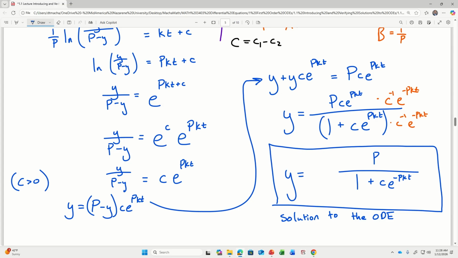Notice the one thing we don't know is what this little lowercase c is. We know it has to be a positive number for it to give me realistic solutions, right? Because it was e to a constant, and e to a real number is always positive. But we don't really know what that lowercase c is.